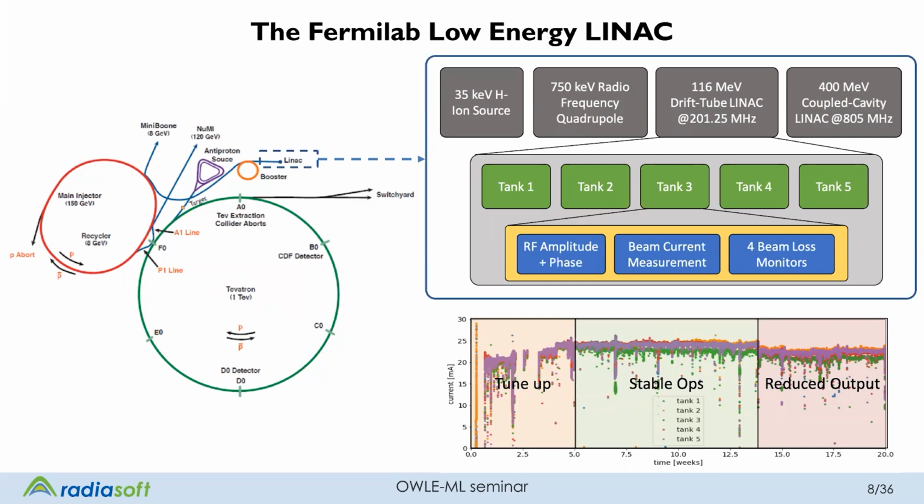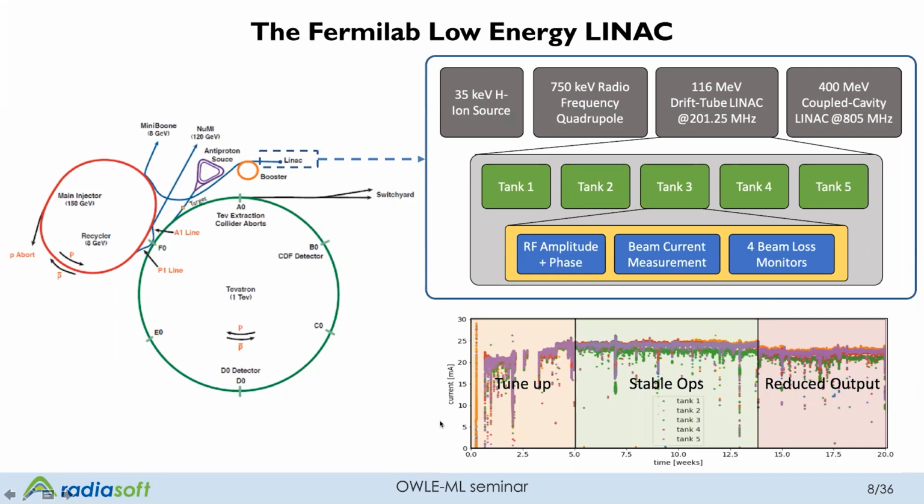And for the purposes of this study, I focused on the drift tube LINAC section, which is broken down into 5 tanks. And each tank is independently controlled with an RF klystron, and that has amplitude and phase information. There are beam current measurements that come out of each one of the tanks, and then there are also beam loss monitors along the LINAC. For this particular study, I didn't look at the beam loss monitors. It's something that we could do in the future, but I was mainly interested in trying to correlate or not changes in the RF parameters with changes in the beam current measured at the end of the LINAC or even along the LINAC.